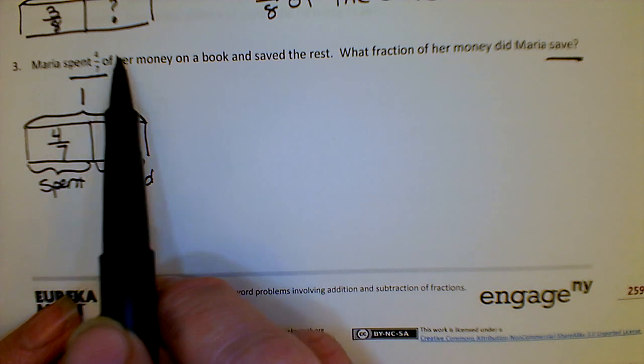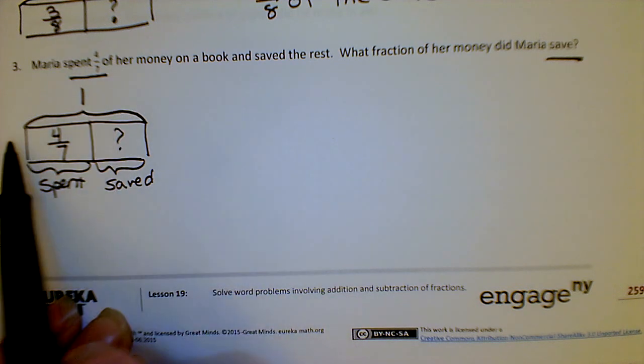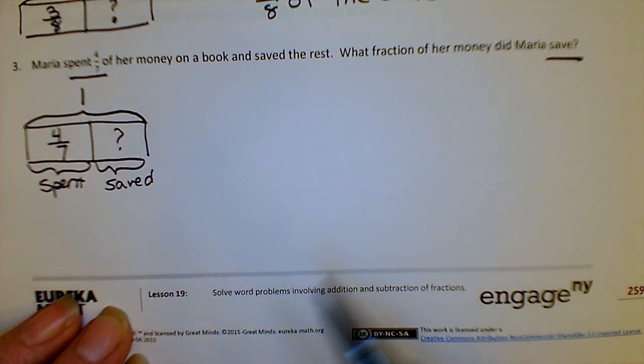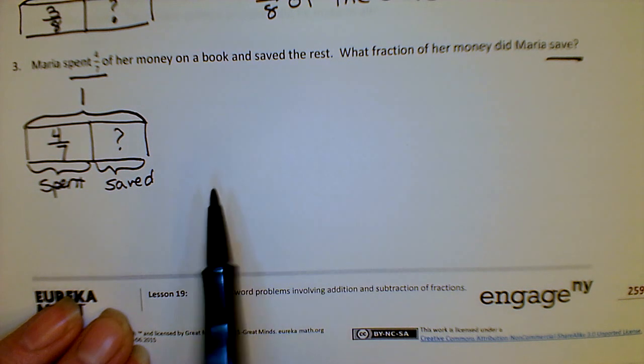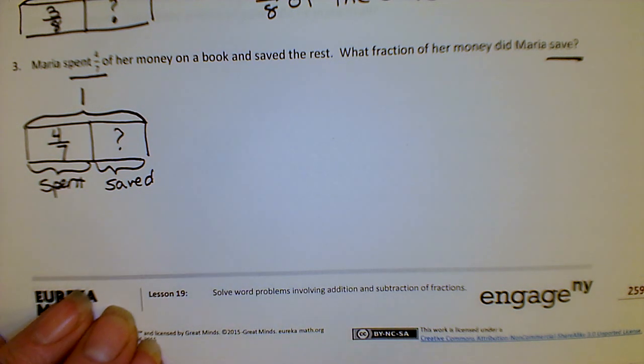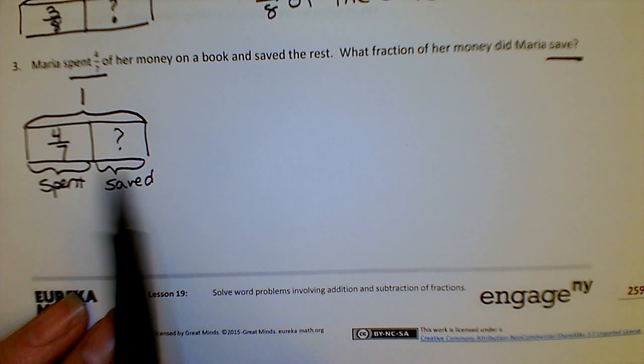So if they're talking about all her money and they're talking about 4/7 of it, that means 1 would represent all of her money. Now we are going to have problems where you have more than 1, but that's different. When they don't give you an amount for the whole thing and they just say all of it or the whole, it's going to be 1. So I have my 1 up here, I have my things here.